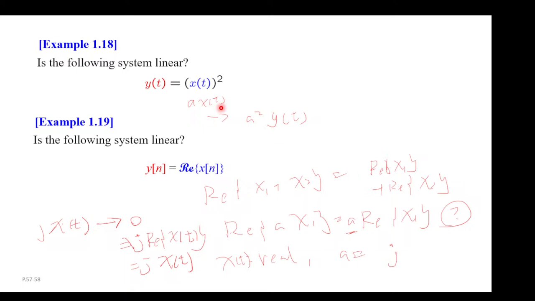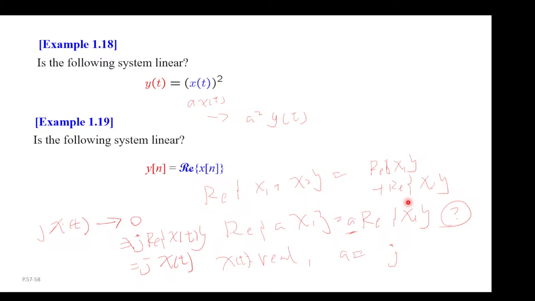If your x of t goes to a x of t, then your y of t becomes a squared y of t. For a not equal to 1 or 0, this thing is not a times y of t, so this is not linear. The second one is tricky because it satisfies additivity: real of x1 plus x2 equals real of x1 plus real of x2, and it's nice.